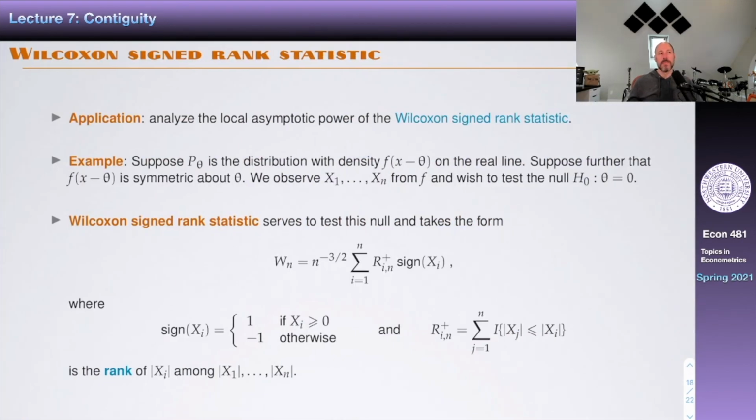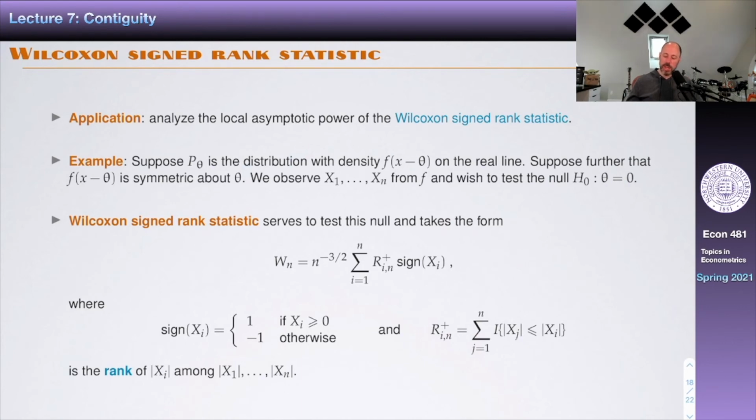So I want to illustrate that today by going back to the symmetric location model, and we're going to analyze the local asymptotic power of the Wilcoxon signed rank test. I'm pretty sure you may not even know what it is. Doesn't matter. It's one of the famous rank tests. So, example: we're going to suppose again that P theta is the distribution with density f of x minus theta on the real line. We're going to suppose that f of x minus theta is symmetric about theta. We're going to observe a random sample from f. We're going to test the null hypothesis that theta is equal to zero. It's exactly the same location model with the same assumptions that I included before, so I'm not adding and subtracting, just being brief about it.